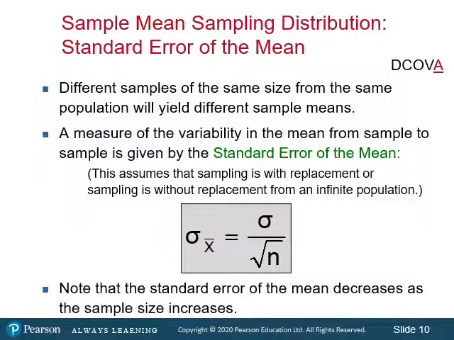Different samples of the same size from the same population will yield different sample means. So a measure of the variability in the mean from sample to sample is given by the standard error of the mean, which is here, sigma x bar equals sigma divided by the square root of n. Since we divided by the square root of n, the note here is the standard error of the mean will decrease as the sample size increases. That is one of the reasons why in many studies they always suggest to take a bigger sample size.